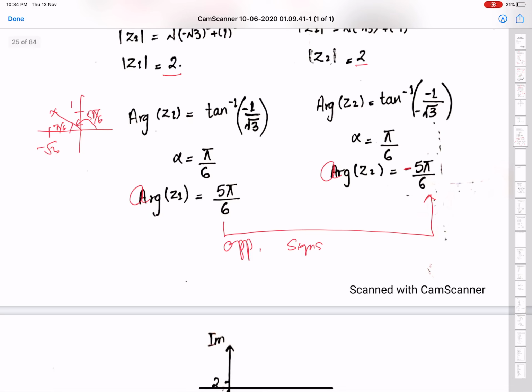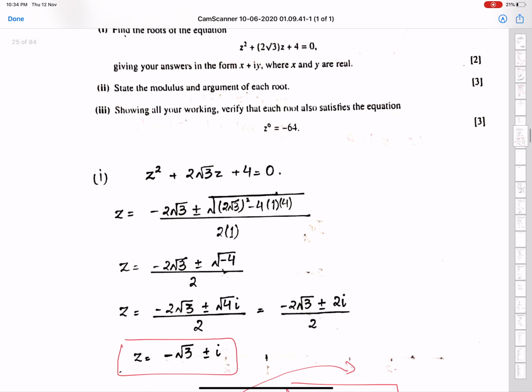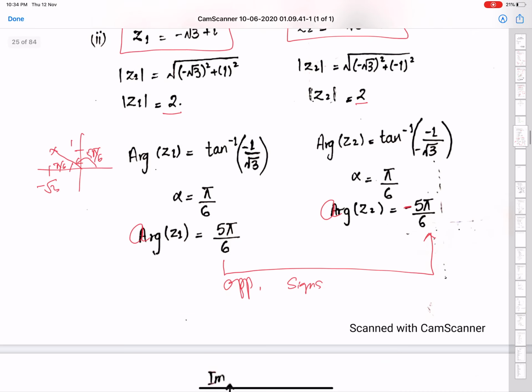And modulus will be same. Now the next part, we have to solve this equation. Z power 6 is minus 64. In fact, we have to show that these are the roots of this equation.